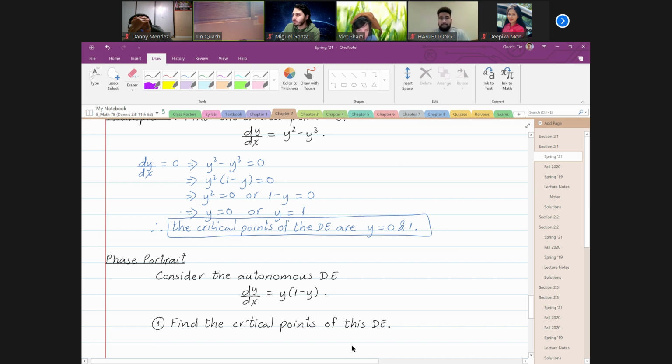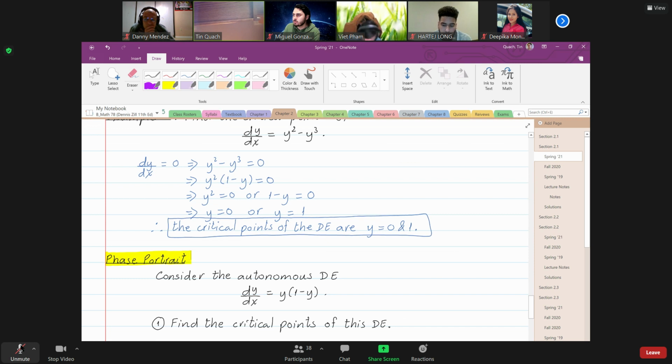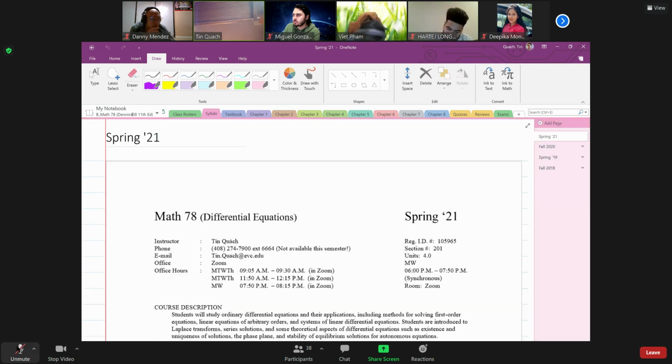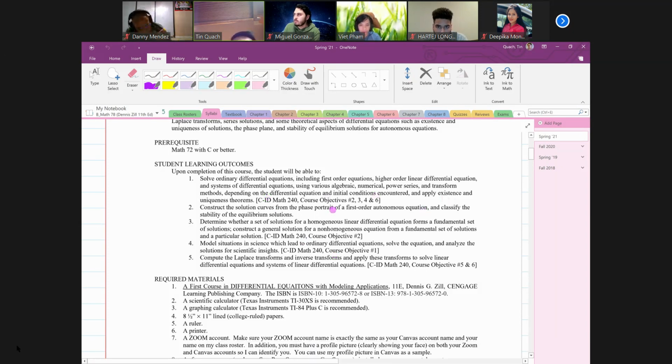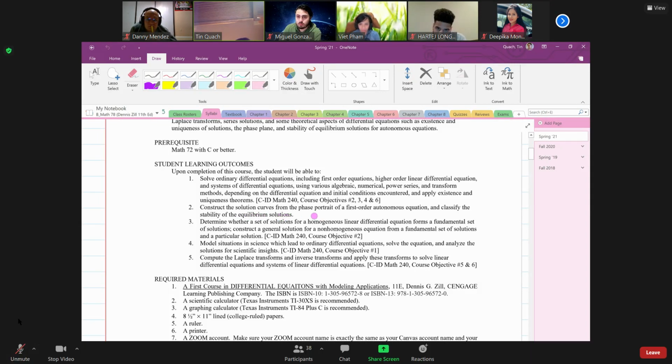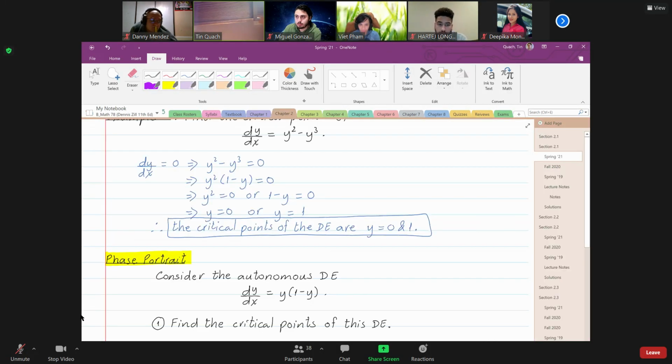A phase portrait. What is a phase portrait? This is the next topic that you need to know from this section, and this is also from one of the student learning outcomes. So you know how important it is for you to know this. If you read the student learning outcomes, it says somewhere about phase portrait. Right here, see, student learning outcomes number 2: construct the solution curves from the phase portrait of a first order autonomous equation. Okay, so what is it?